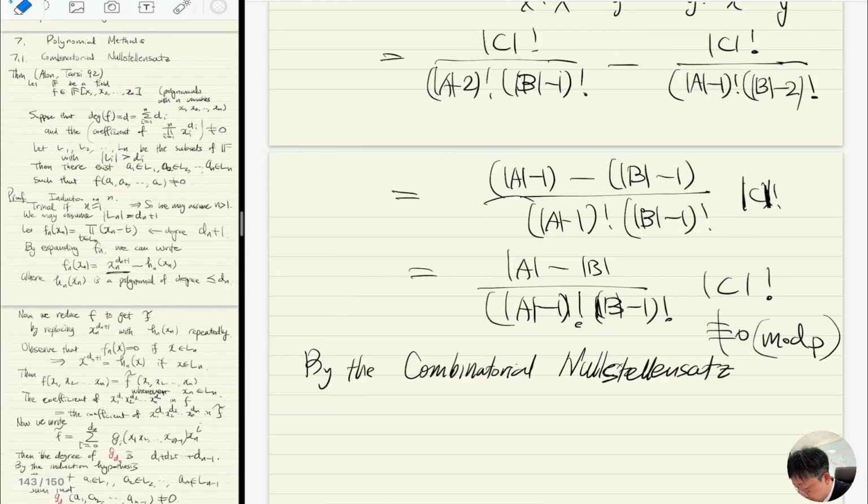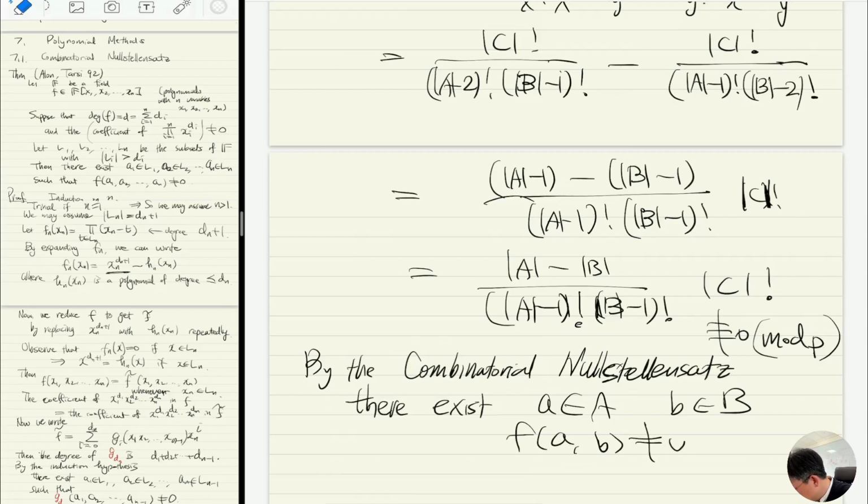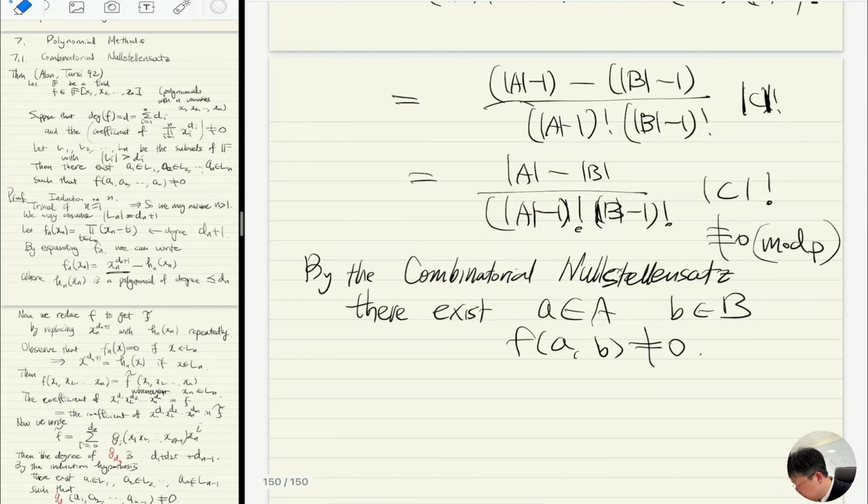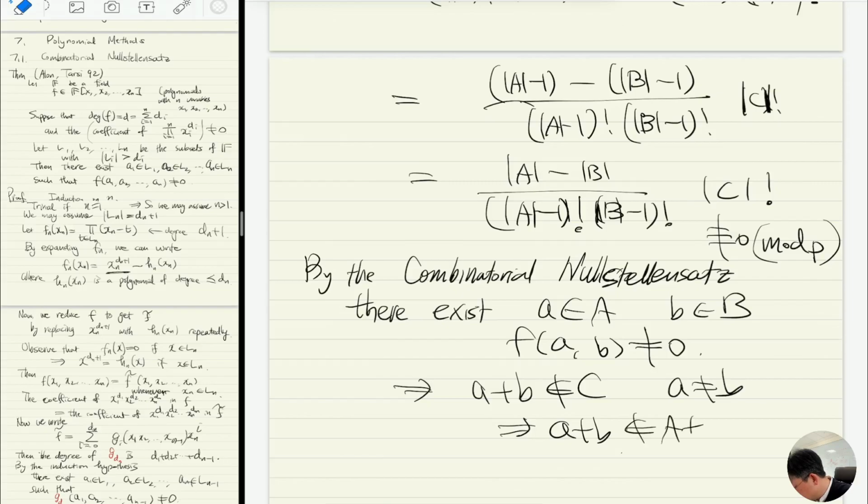What's the conclusion? There exists a in A and b in B so that f(a, b) is non-zero. Okay, and that means a plus b is not in C. So a and b are different, so a plus b is not in A hat plus B. That's a contradiction.